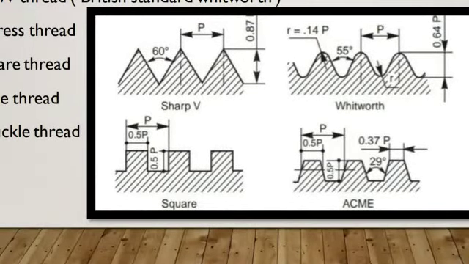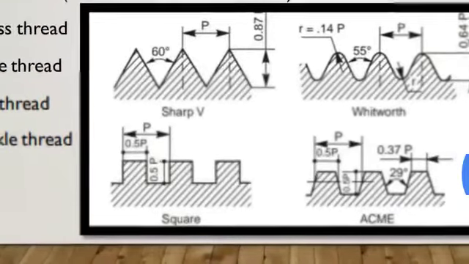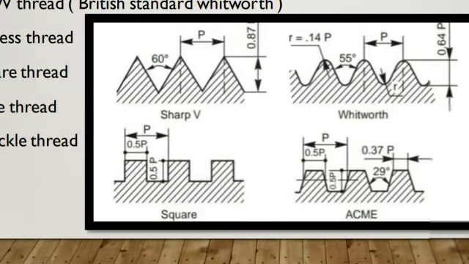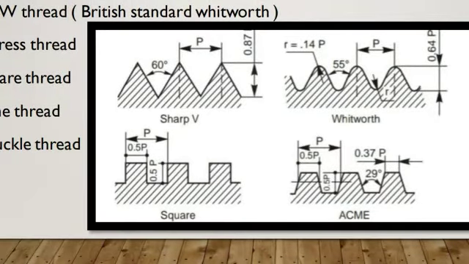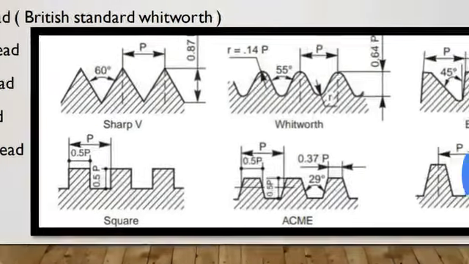Next is square profile. The name itself says the profile will be in the form of a square shape. Observe this square profile. P is the distance between two crests. You take it as 30 mm. In order to have a square shape, this one should be 0.5 times of pitch, and this 0.5 times of the pitch. Then that will be a square profile.